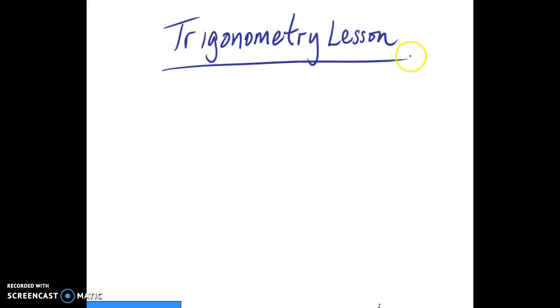This is a trigonometry lesson. This is another Greek letter called theta. In science and engineering, we use it for an unknown angle. Here is theta as the unknown angle in a right triangle. Right triangle means 90 degrees, and we put a little square there.